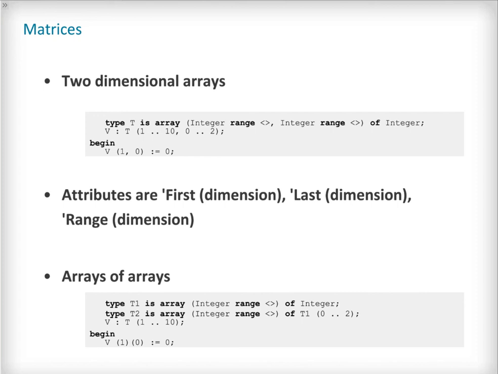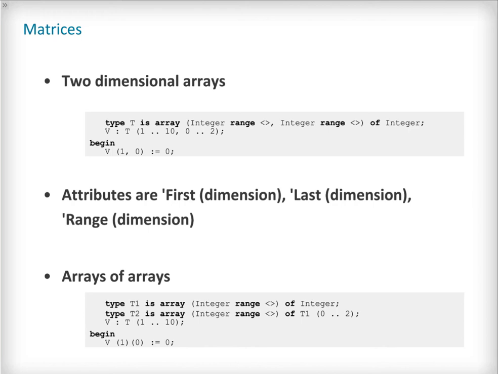So far we've seen one-dimension arrays. It is possible to create several dimension arrays, which are matrices. On the screen you have an example of the syntax. You would enumerate the various indexes within the index definition of the array. The first, last, and range attributes will work and will require the dimension that is being looked at as a parameter.